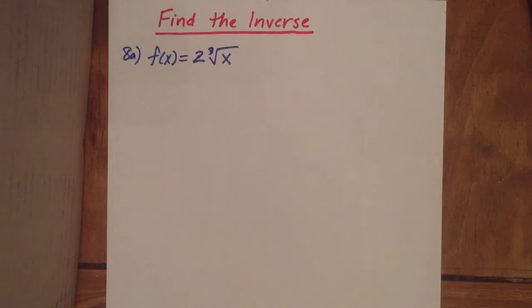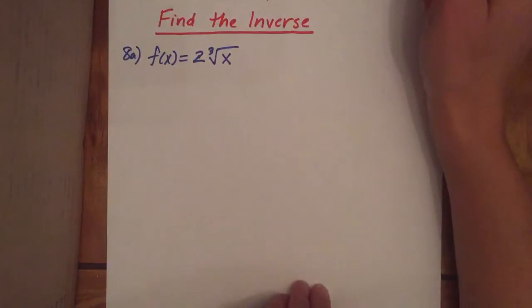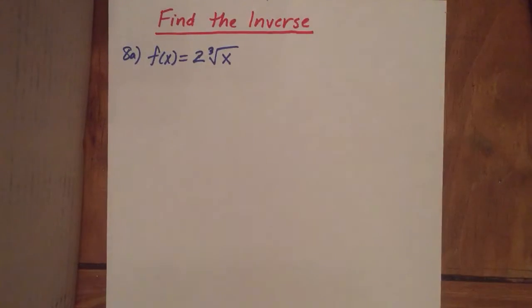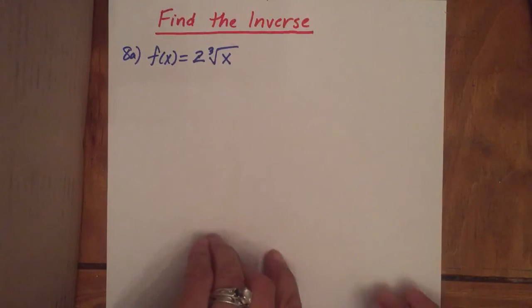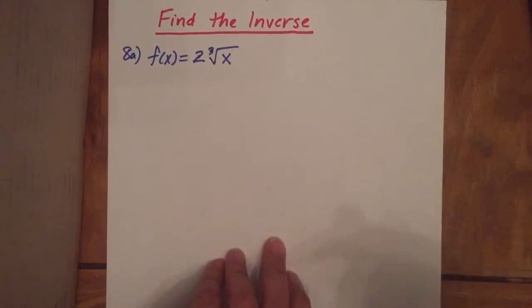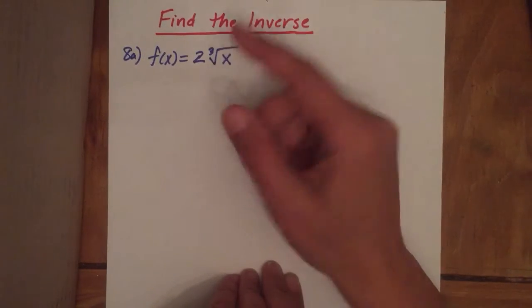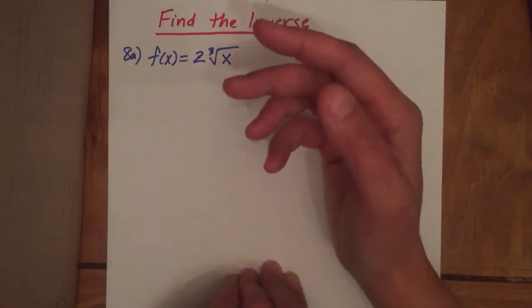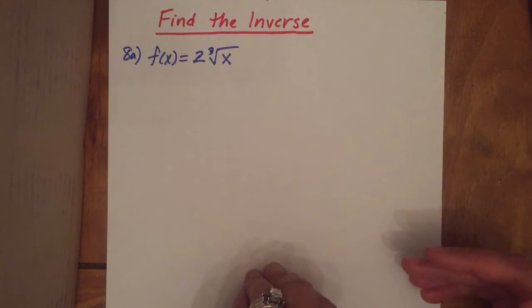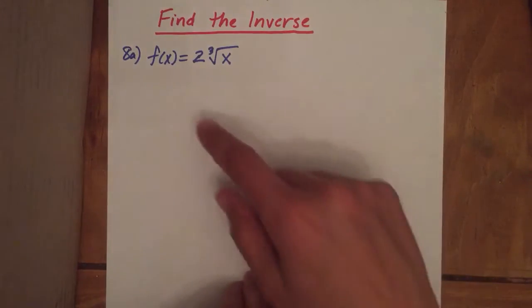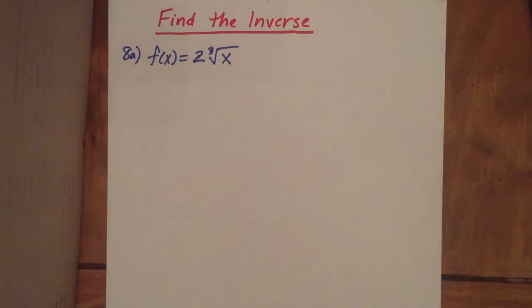Now we're looking at part 8 of the review, number 8A, B, and C, which again is finding the inverse, just like we did earlier in the review, but now we're dealing with radical functions instead of just linear functions. We're dealing with functions that have cube roots. So what we're going to do is the same thing.